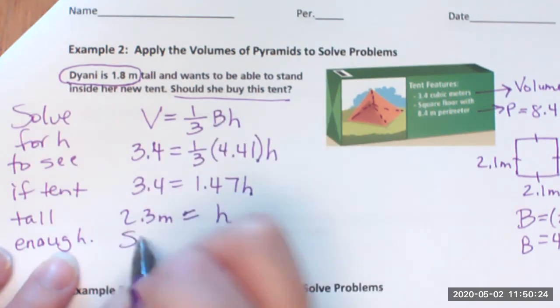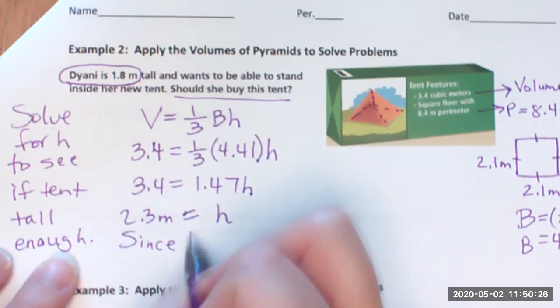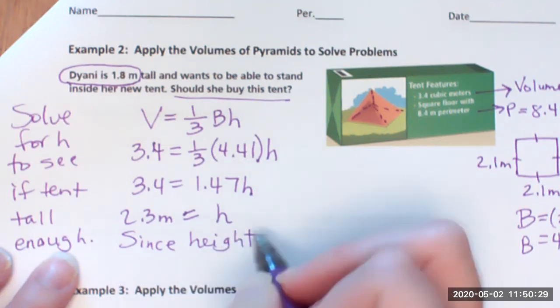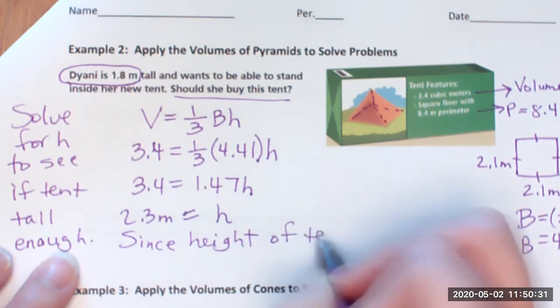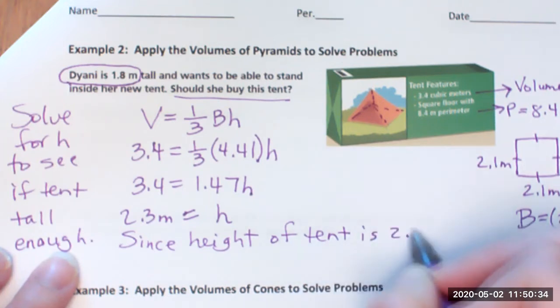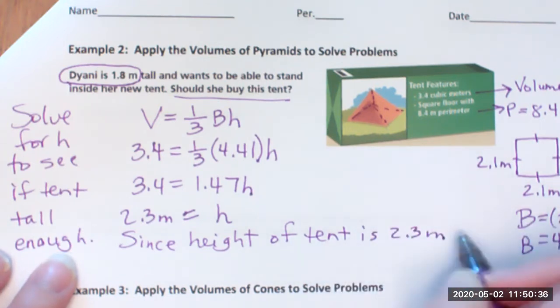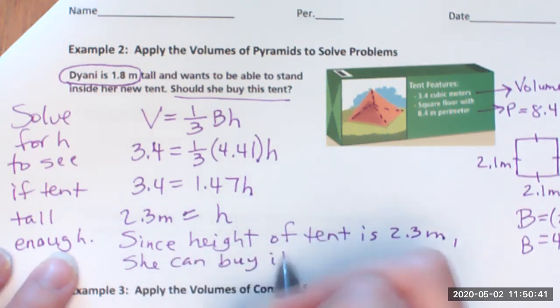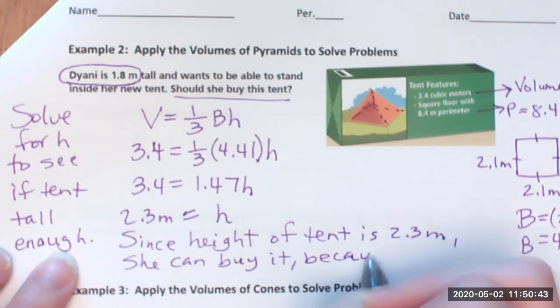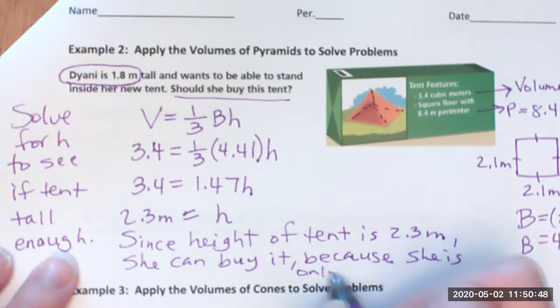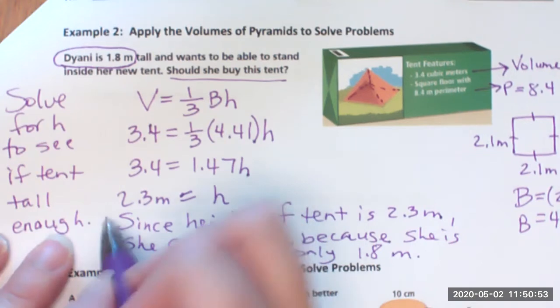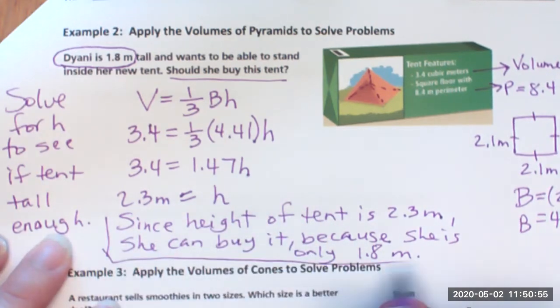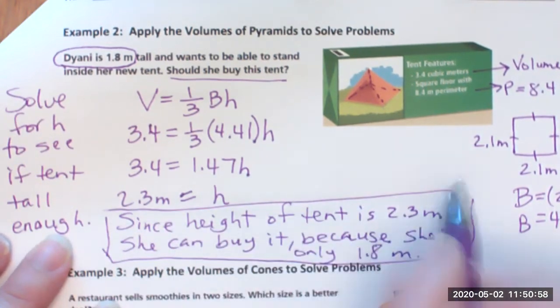So since this is a type of problem you would want to write it out. So since the height of the tent is 2.3 meters, she can buy it because she is only 1.8 meters. Okay? So that would be the answer to this question.